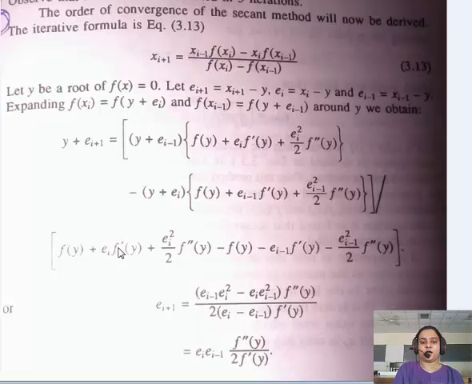So after getting this equation, we have solved this equation and finally get e_{i+1} is equal to e_i minus e_{i-1} e_i square minus e_{i-1} square into f double dash y upon 2 e_{i-1} into f dash y. And finally we get e_{i+1} is equal to e_i into e_{i-1} f double dash y upon 2 f dash y.